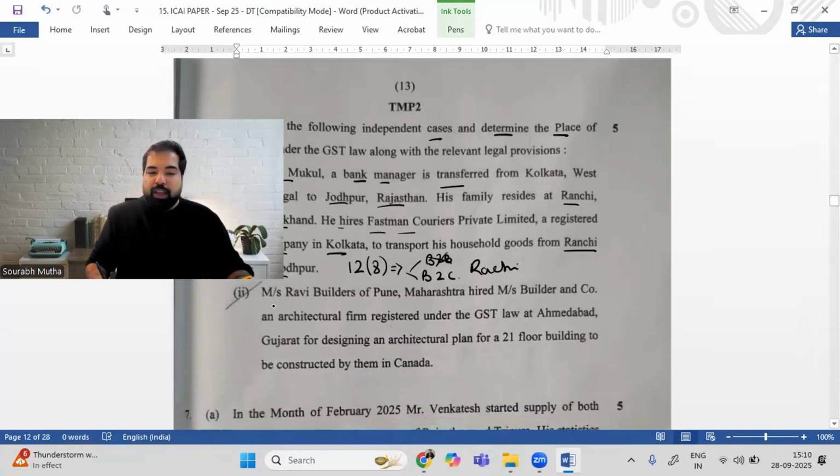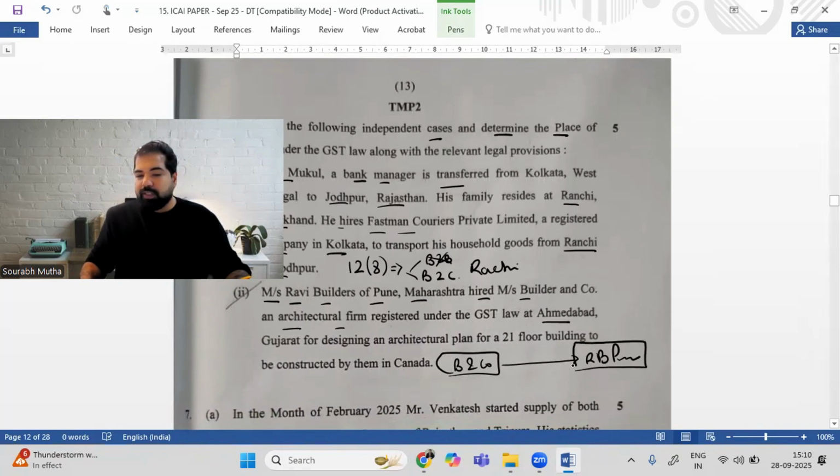Next. Messrs. Ravi Builders of Pune, Maharashtra hired Messrs. Builder and Company, an architectural firm registered under GST law at Ahmedabad. So Builder and Co. is the one supplying the services. Ravi Builders, which is in Pune, is receiving the services, and this is for designing an architectural plan. Again, this is a service, section is 12. And because it relates to immovable property, section is 12(3), wherever the immovable property is located.